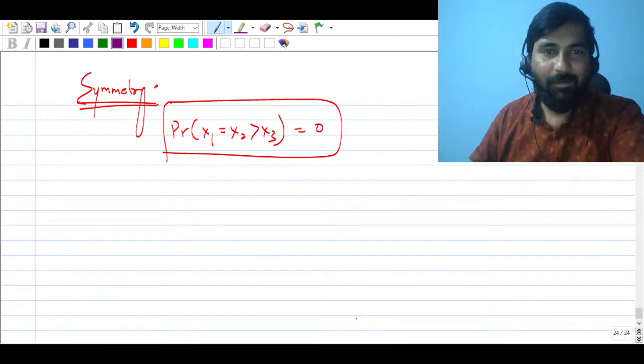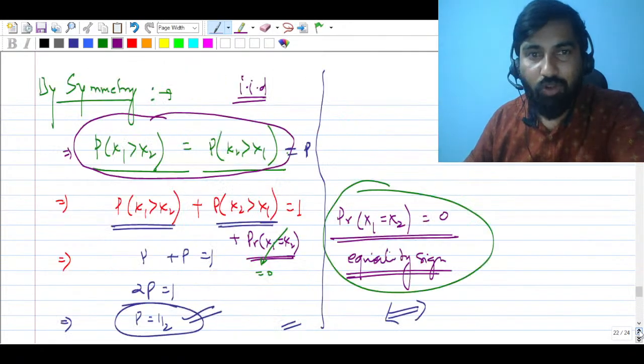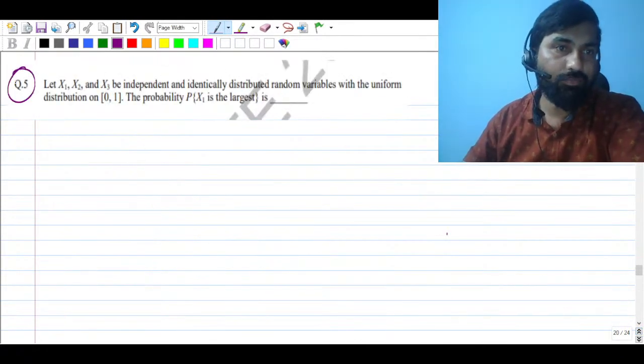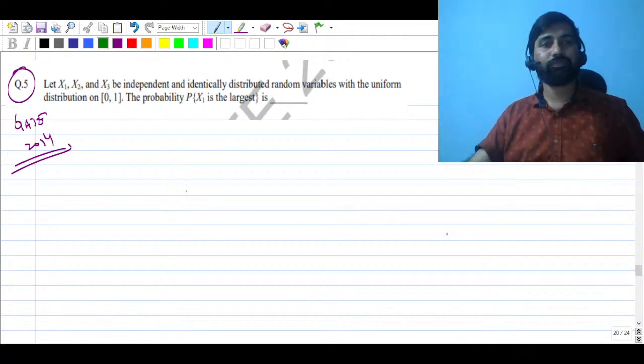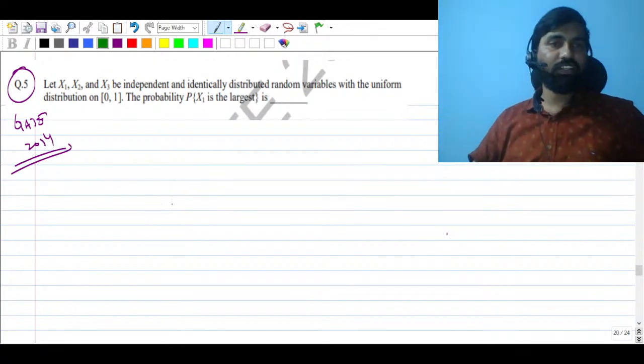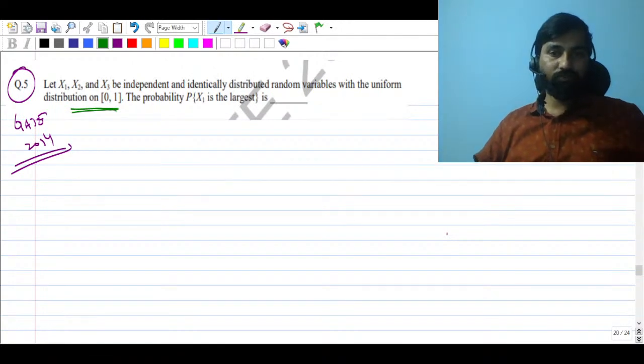So let me take one problem here, because this problem was asked in GATE 2014, a similar problem from the concept. So here you can see there are three random variables x1, x2 and x3, independent identically distributed random variables, with a uniform distribution between 0 and 1.